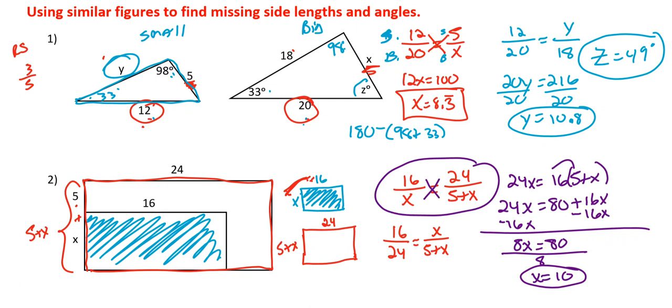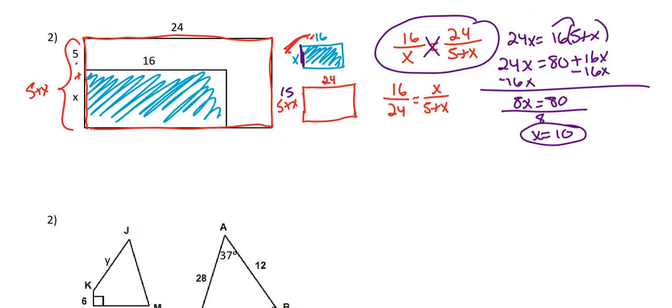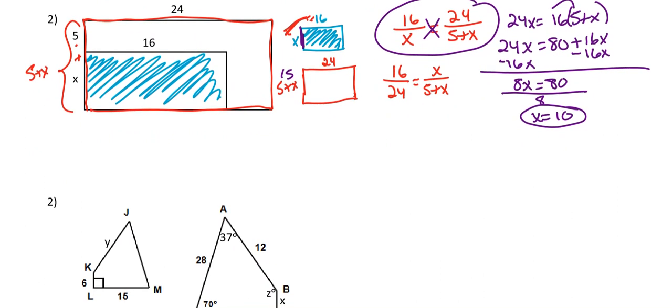Now, depending on what was asked, if I just asked you for x, that's it. Obviously, in this case, I didn't ask for anything else, just asked for the variable. That would be it. But sometimes I'll ask you for that other side. So just know that this side would have been 15. Sometimes I might ask you for perimeter. So keep in mind some of the different things you might be asked for in terms of solving for these similar figures.